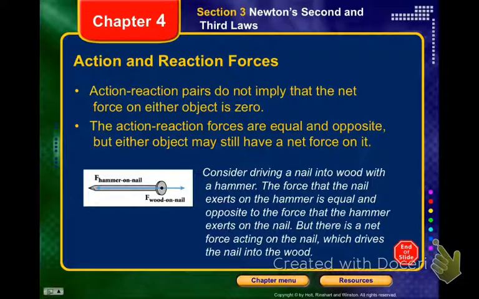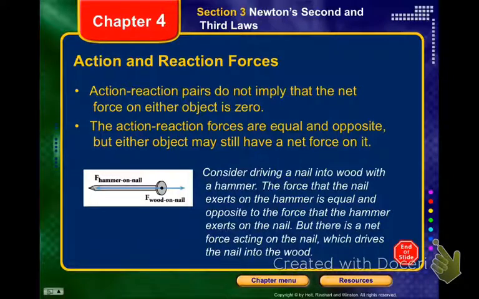The example they're giving here, and I know you're going to have some more examples within your homework, says, consider that you're driving a nail into wood with a hammer. So you've got your nail, you've got your hammer, you've got the wood. You've got three different things that you're looking at. The force that the nail exerts on the hammer is equal and opposite to the force that the hammer exerts on the nail. You could say that just the opposite way too.